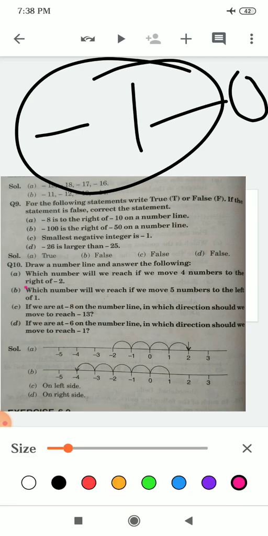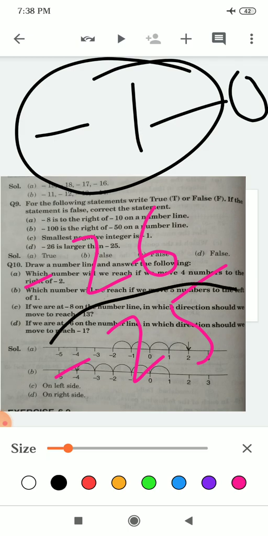Now the last question, minus 26 is larger than minus 25. Which is greater? I have already discussed with you that the number which is smaller, having negative sign, will be the greatest number. So this statement is false. Here minus 25 is greater, not 26.